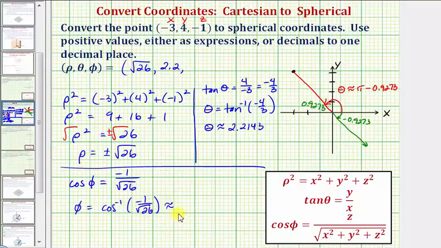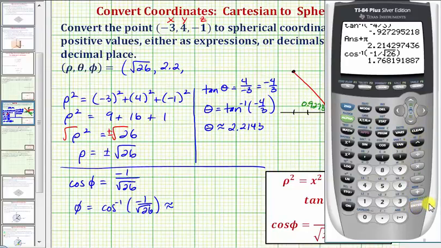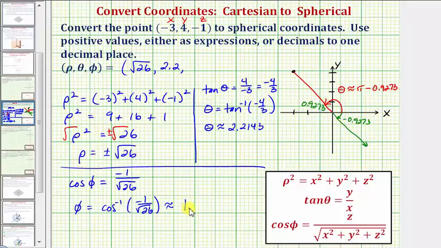So now we'll go back to the calculator one more time, and we'll enter second cosine, -1 divided by square root 26, right arrow, close parenthesis, and enter. So phi is approximately 1.7682 radians, which to one decimal place would be approximately 1.8 radians.